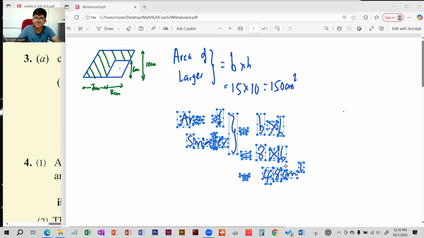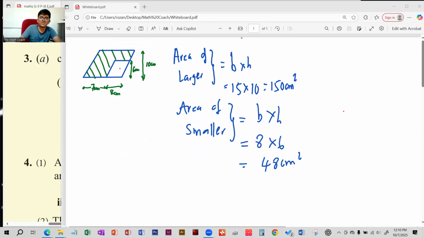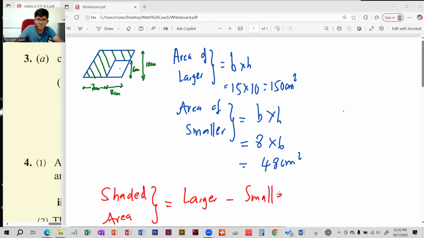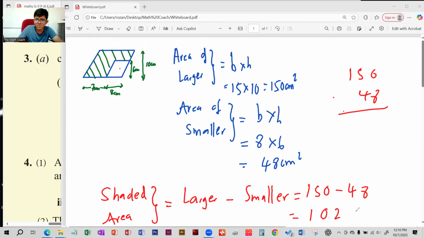So these are the steps. These are the way that you should go. So area of larger is this, area of smaller is this, and now we have the final one. So the shaded area is equal to larger minus smaller. Larger minus smaller is equal to 150 minus 48. You can use the algorithm as well, or you can do it in your mind also. So it's going to be 102 centimeters squared.